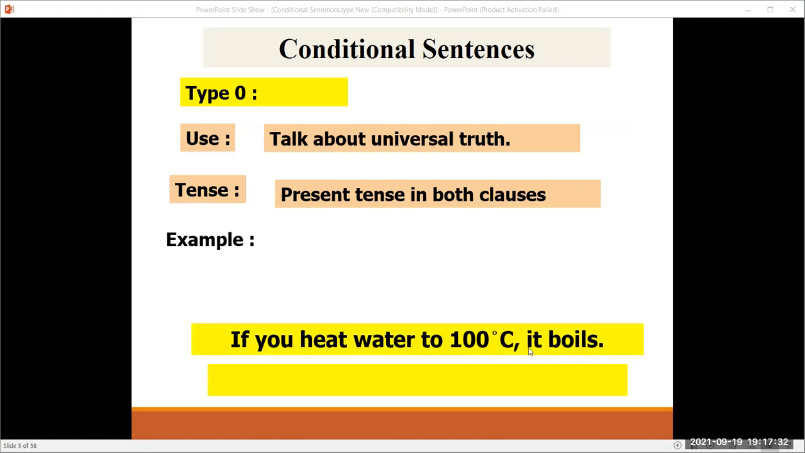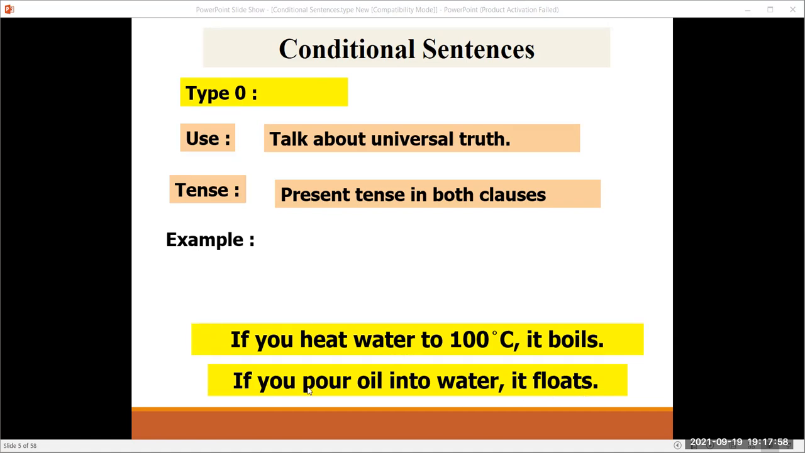It boils, again, it is a pronoun that gives reference to water. It boils, first form plus s, simple present tense. If you pour oil into water, it floats. Pour, simple present tense, and it floats, again simple present.